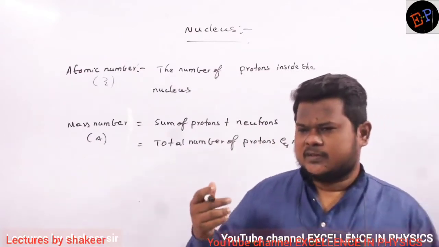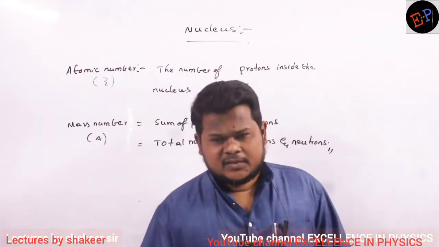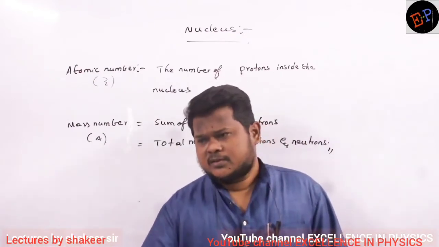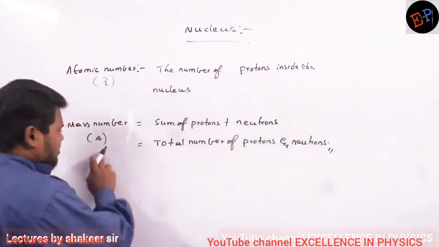For example, if you take calcium, atomic number is 20 and mass number may be 40. So 40 means what? 20 protons are there, 20 neutrons are there. That is the meaning of it. Are you able to understand? And it is represented by A.